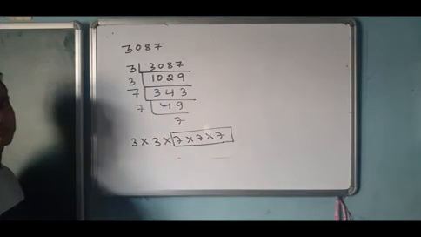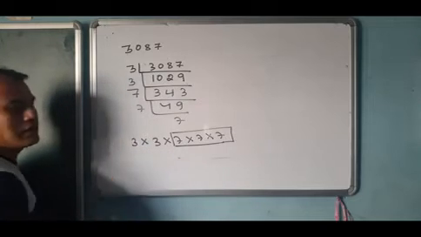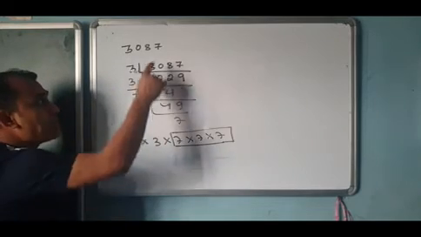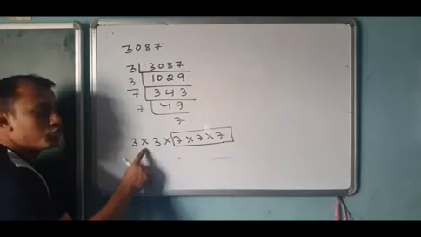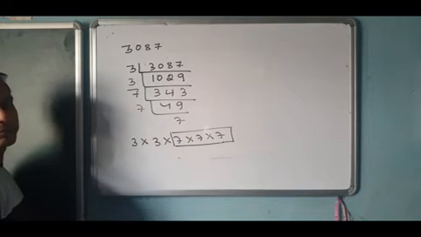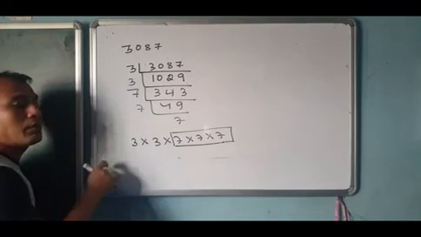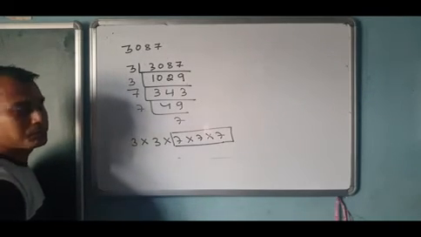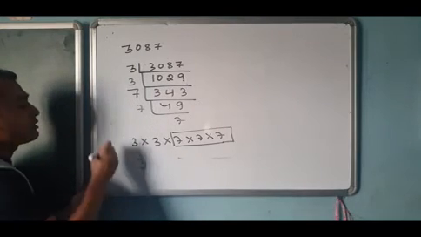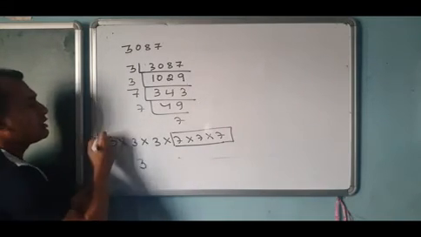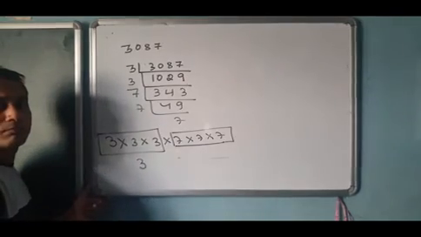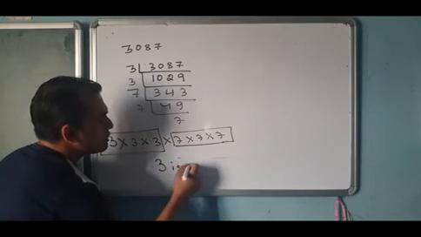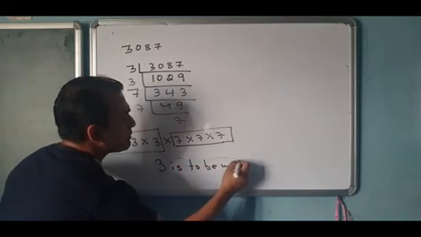But look at this 3. There are only 2 threes here. But to make this a perfect cube, this also should be a group of triplet. Hence here, which number when multiplied with these 2 threes makes it a group of triplet? That is 3. Because if I multiply this with 3, then this also forms a group. Hence here, the number to be multiplied is 3. So 3 is to be multiplied.